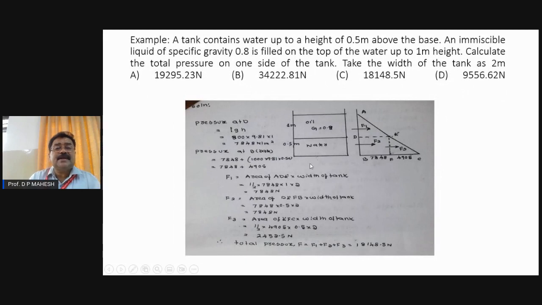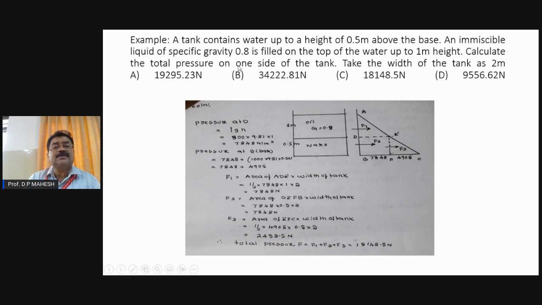And now you can see there is another problem. A tank contains water up to 8.5 meter. In the case of hydrostatics, when there are two liquids in the vessel like this, the heavy liquid will always be at the bottom, the light liquid will always be at the top. When two liquids are mixed in a container like this, there will be an immiscible layer that will separate the two liquids. The lighter one will come up, and the denser one will be at the bottom. Since water is relatively denser than the oil, the oil is floating over the water.